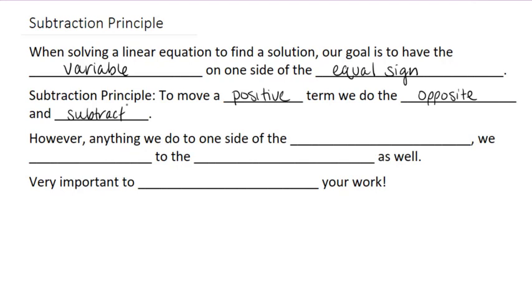However, anything we do to the one side of the equal sign, we must do to the other side as well. And it is very important to show all your work. So let's go look at some examples so we can see how to do this.